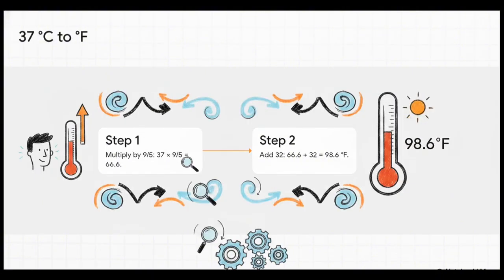Let's try another one going in that exact same direction, but this time with a really vital human metric, 37 degrees Celsius. Step 1, we multiply. 37 times 9 is 333. Divided by 5 gives us exactly 66.6. Step 2, add 32. 66.6 plus 32 gives us 98.6 degrees Fahrenheit. And that calculation right there is exactly how we arrive at the familiar normal body temperature.